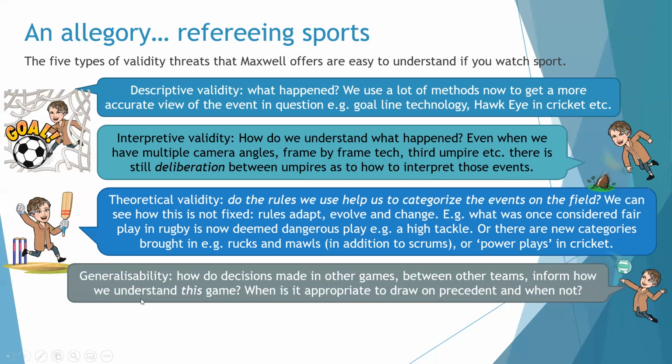Generalizability. Do decisions from other games or between other teams inform how we understand this game? How do umpires and referees draw upon precedent? At what point does an event in a game have ripple effects across the whole sport and not just within the limits of that game?